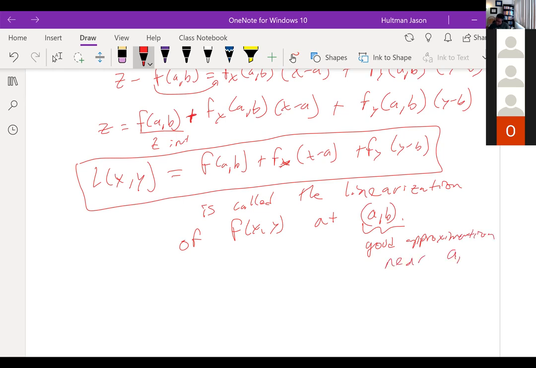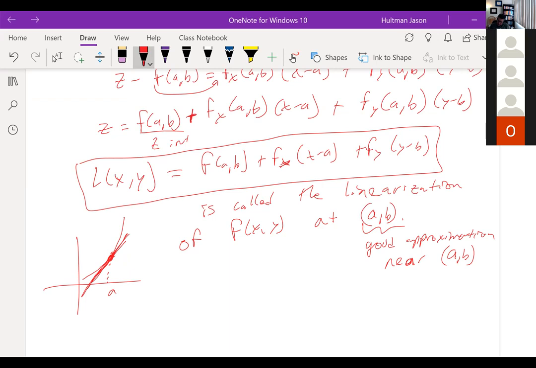Okay, this should be reminiscent of linear approximation that we did in Calc 1. If you don't remember linear approximation in Calc 1, go back and review those notes from two semesters ago, where we said we have this curve and the derivative, and when we're close to this value of x, we'll call it a, then this linearization approximates f of a.